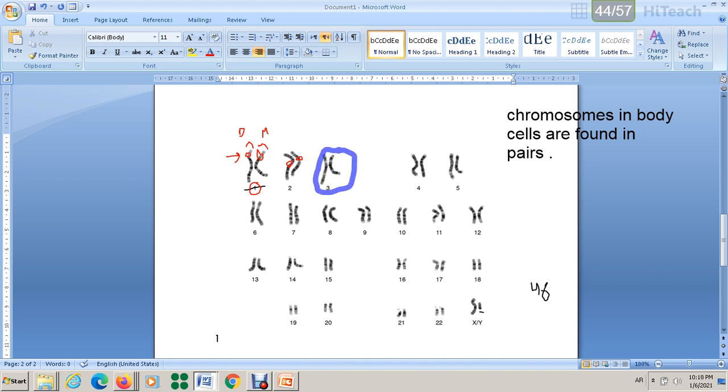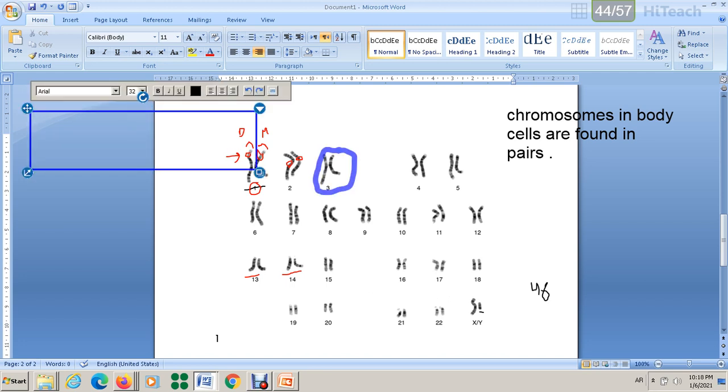So what about these pairs of chromosomes? Actually, the pair of chromosomes are carrying the same structure and size. If you look, they have the same structure and the same size. They are called what? Homologous chromosomes. Again, what are these? Homologous chromosomes.